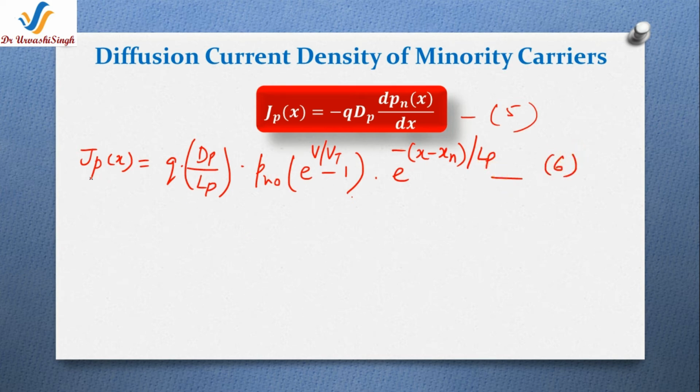This diffusion current density of holes is maximum at the point xn, which is the edge of the depletion region at the N side.